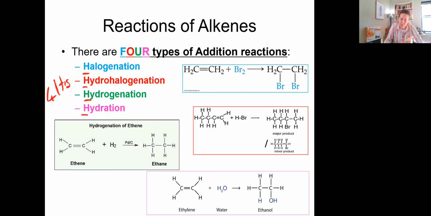Now, if an alkene undergoes halogenation, a halogen will be added onto the chain. So in this case, let us look at, for example, bromine, which is, of course, a halogen. It's in group 7. Okay, any element from group 7 is a halogen. If that's added onto an alkene chain, then that would be called halogenation.